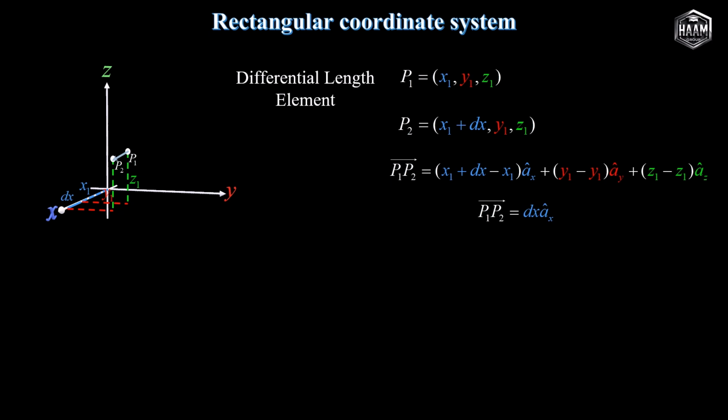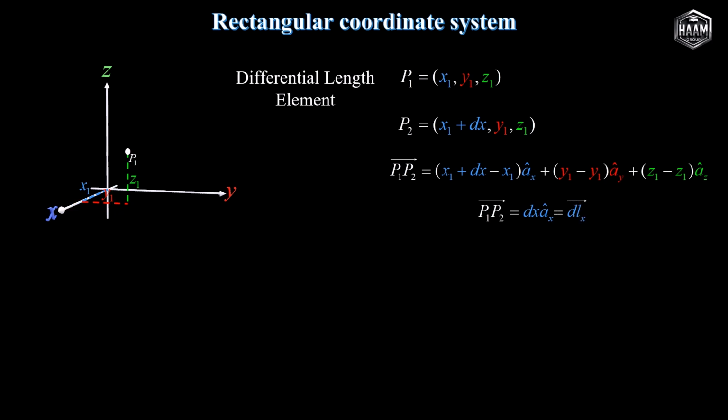Therefore, if a displacement occurs in the rectangular system such that only the x coordinate changes along that line, the magnitude of the displacement equals precisely that change in x, that is dx, in the direction of a hat sub x.